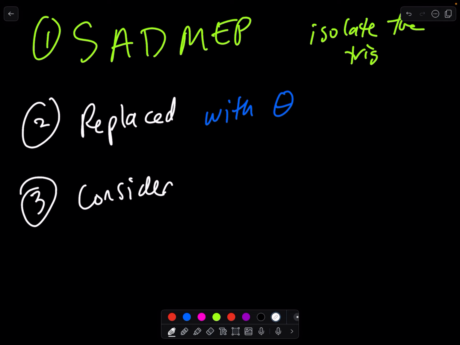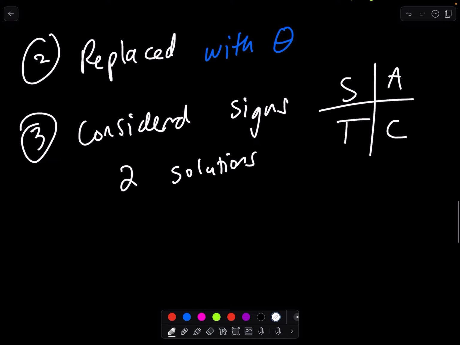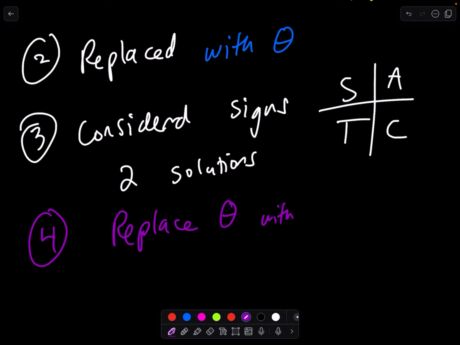We considered the signs of our answer to think about which quadrants we were in, and we used reference angles. So we came up with 2 solutions. But then we had to bring it back. We needed to replace theta with whatever we substituted in place of it, theta over 2, or 4 theta, or 2 theta. We need to replace the theta with the original that we substituted, okay?